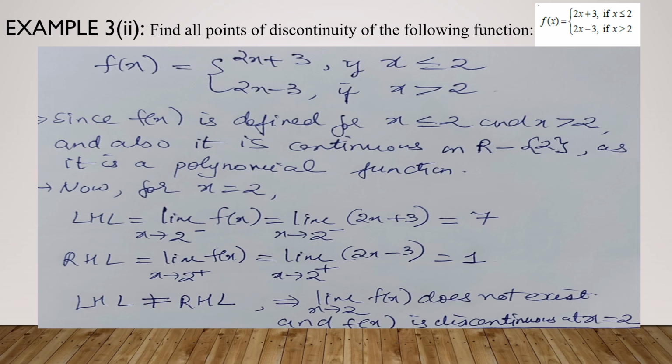In this case, how is it defined? 2x plus 3. Just put x as 2. You will get the value as 4 plus 3, 7. Right hand limit, x tends to 2 plus f(x). Here it is defined as 2x minus 3 in this case. So again put x equal to 2. The value is 1. The left and right hand limits are not equal. So the limit of the function at x equal to 2 obviously does not exist and f is discontinuous at x equal to 2.